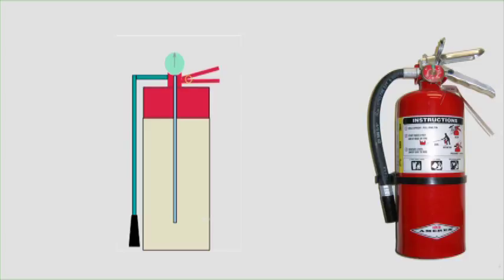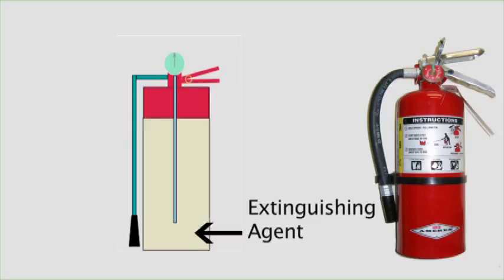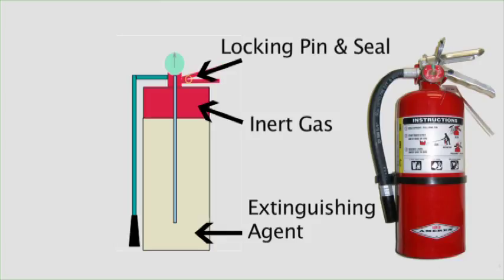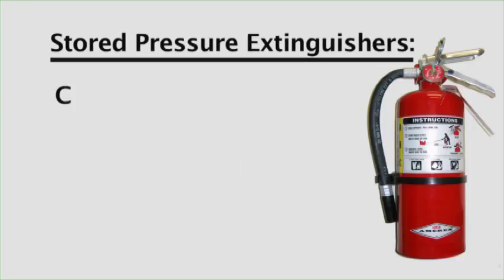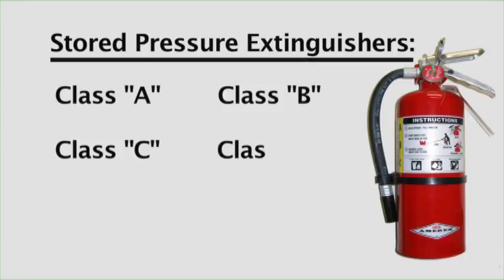You can see on this diagram that the extinguishing agent sits in the bottom of the cylinder while the inert gas stays above it. The locking pin and seal need to be removed to activate the lever, which will engage the unit and expel the discharge out through the hose and nozzle. The gauge on top will inform the user of the pressure remaining in the cylinder. On a side note, stored pressure extinguishers in the United States can be classes A, B, C, BC, or D.